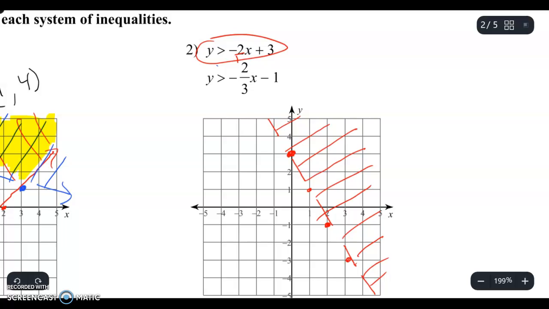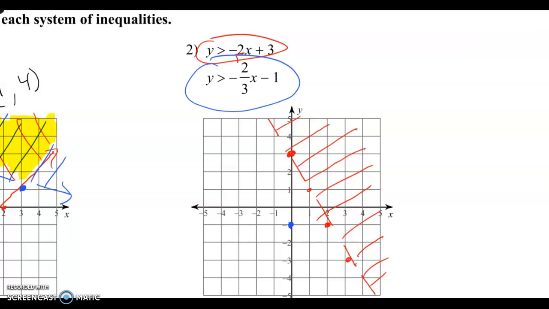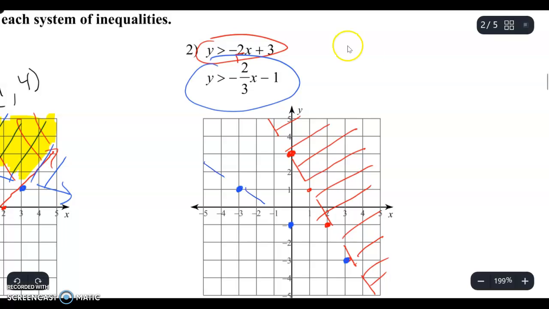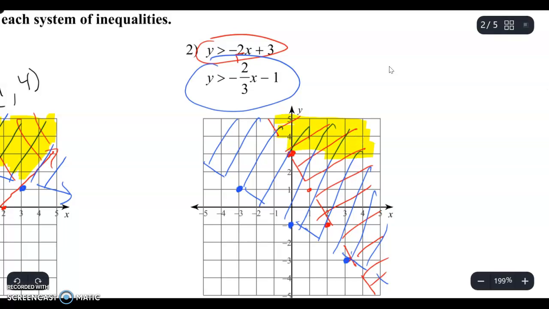Alright, now I'm going to do the blue one here. I'm going to go to -1. I'm going to do the rise over run. It's a -2 over 3. So I'm going to go down 2 and to the right 3. I could also go up 2 and back 3. Alright, and that's also a not equal to. So you put a dashed line there, and it's also greater than, so I shade above. Alright, now where they overlap is the solution for that system for both of them. Where they overlap is where your answer should be, right in there.